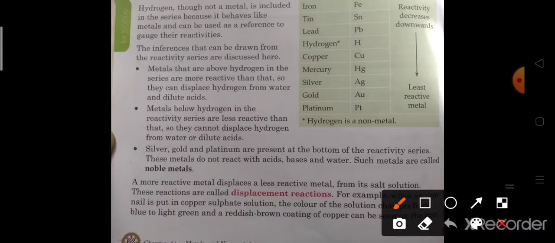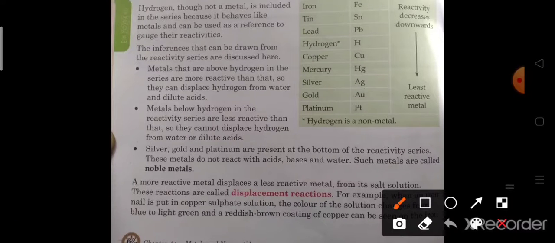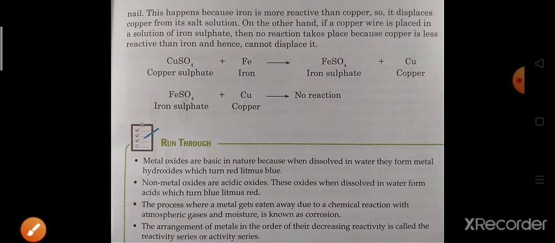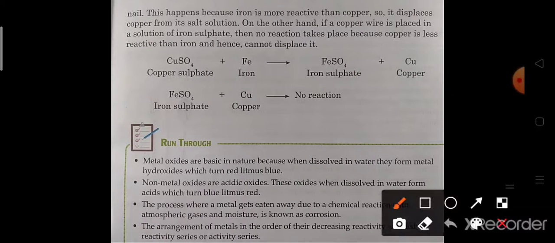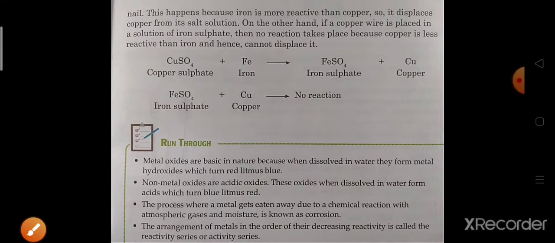For example, when an iron nail is put into the copper sulfate solution, the color of the solution changes from blue to light green, and a reddish brown coating of copper is seen on the iron. Why is it shown over there? This copper metal gets deposited on the iron, and the copper sulfate's blue color changes to light green or pale green. Either you write pale green or light green, it means the same. Okay, clear? So thank you.